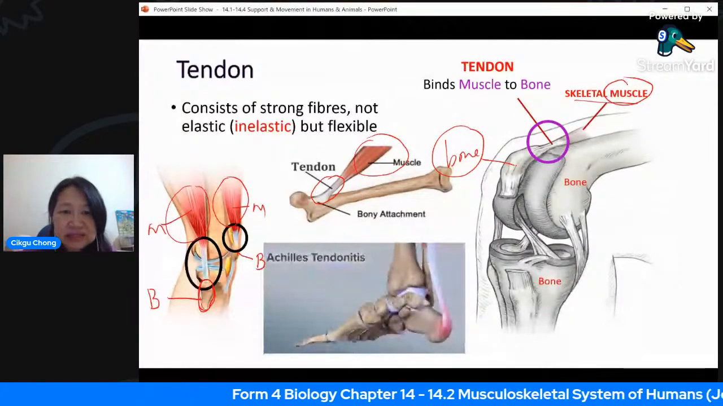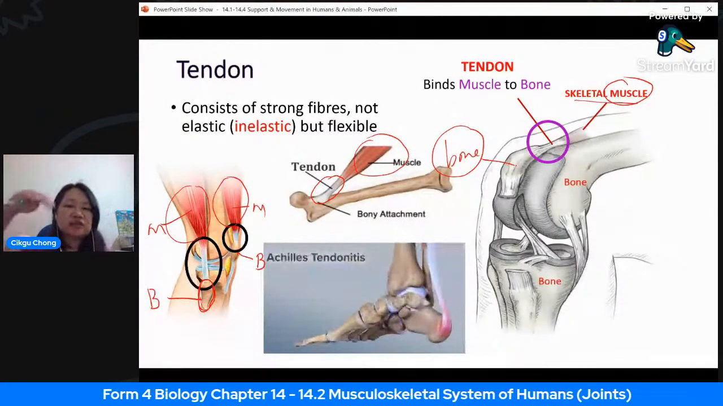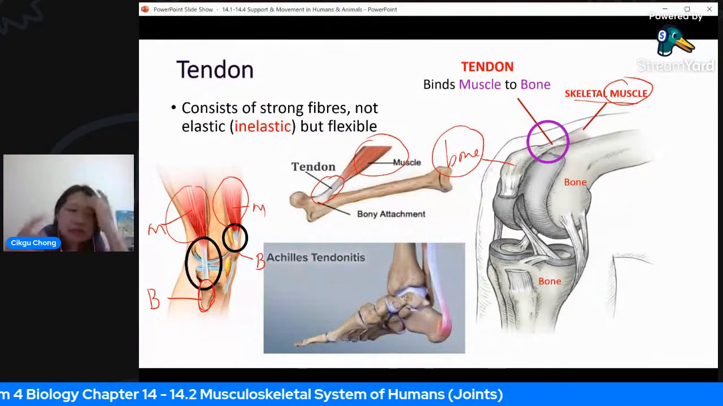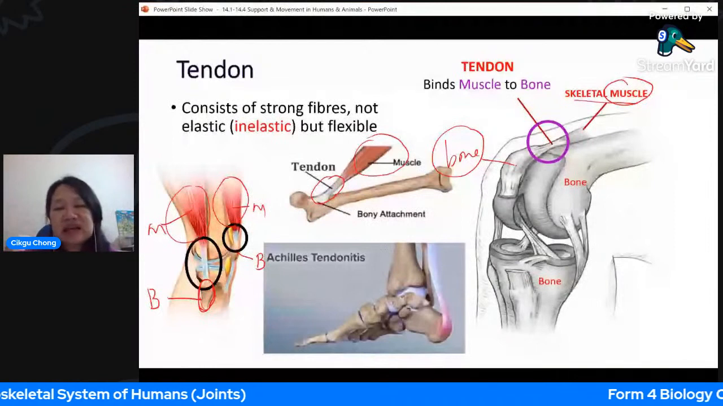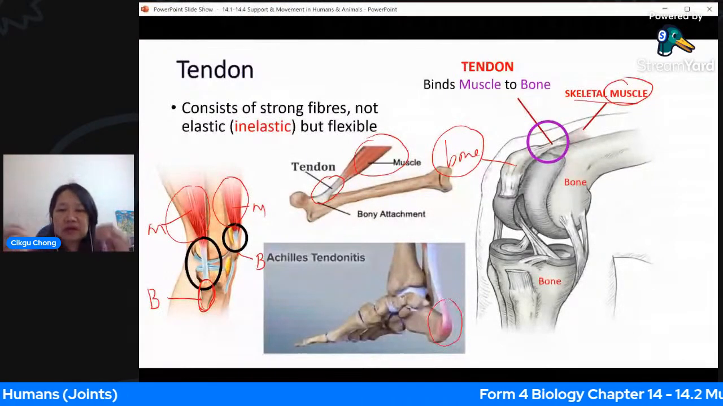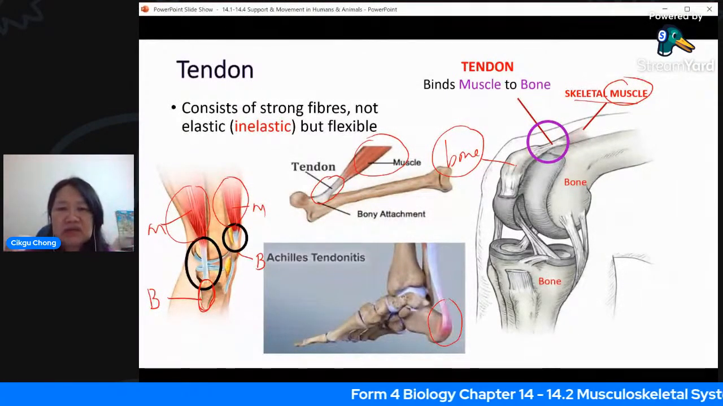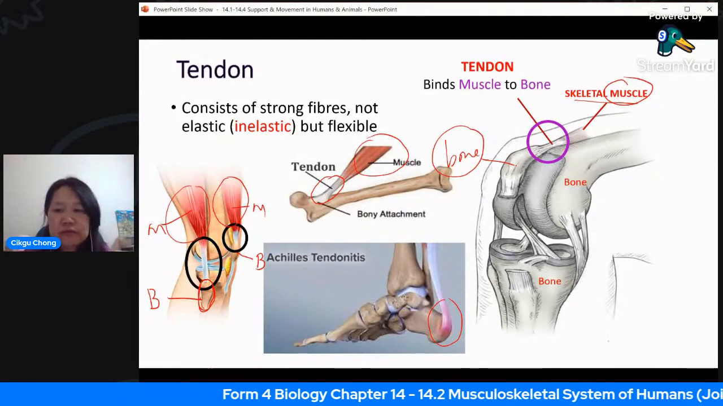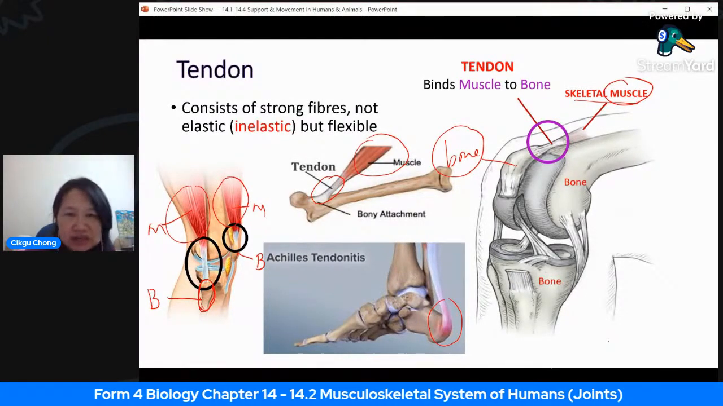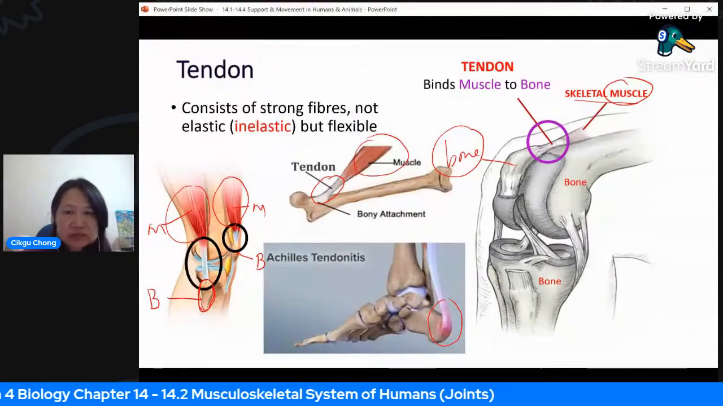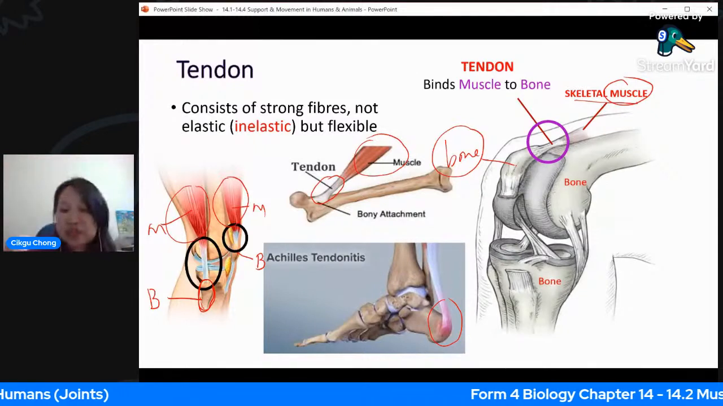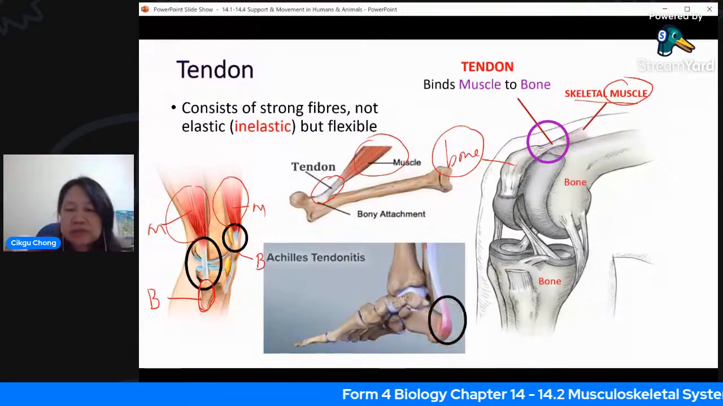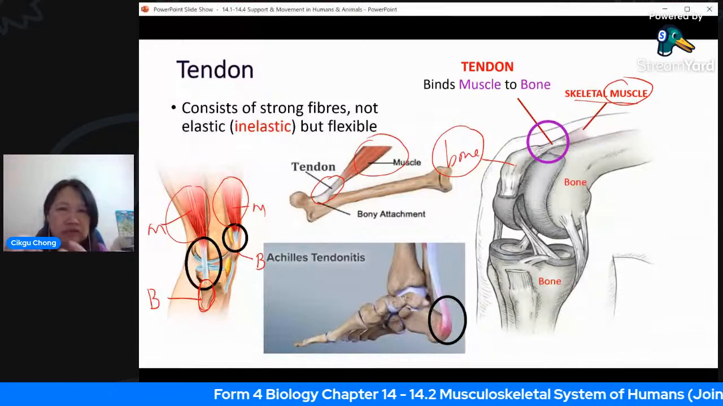Now, this is another example. You see Achilles tendon. This is your feet. Sometimes people have a pain at the heel there. This is what we call Achilles tendonitis. This tendon is inflamed. It's painful. You can see the muscle is up there, though it's not shown. This is the tendon. Tendonitis means inflammation. That means the person may have some bacterial infection or something, so it is inflamed.